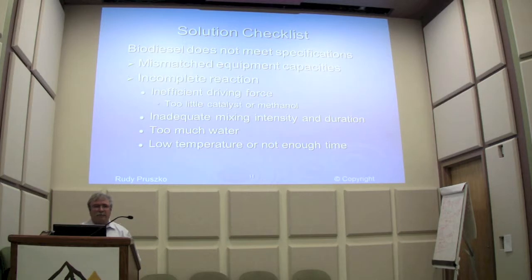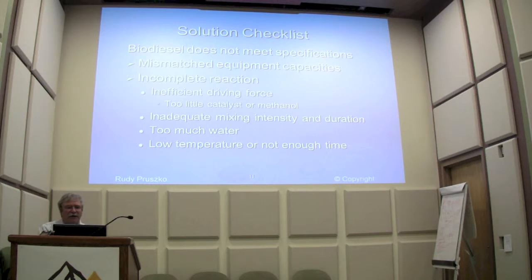Your biodiesel doesn't meet specifications. A lot of times people mismatch equipment. They'll have the wrong size of equipment because they got a special on a centrifuge that's made to run 100 gallons a minute, and you're only trying to run 5 gallons a minute. It's not going to work right. So make sure you have the proper equipment matched for your flow rate throughout the plant.